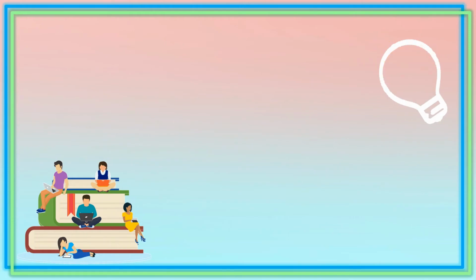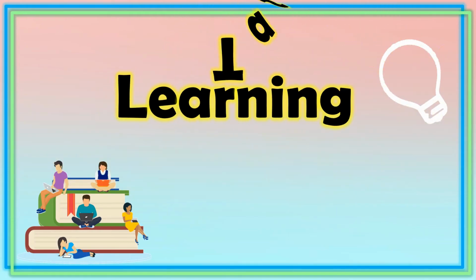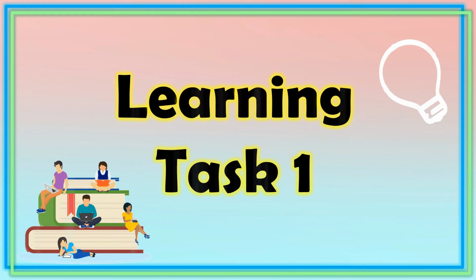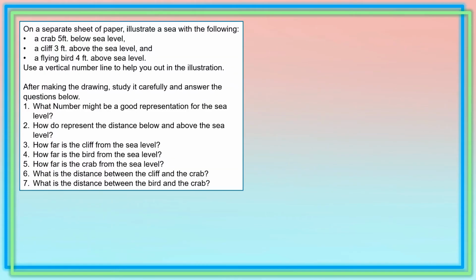Let's proceed to our learning task 1. For this task, we need to illustrate a sea with the following: a crab 5 feet below the sea level, a cliff 3 feet above the sea level, and a flying bird 4 feet above the sea level. And use a vertical line to help us out in the illustration.